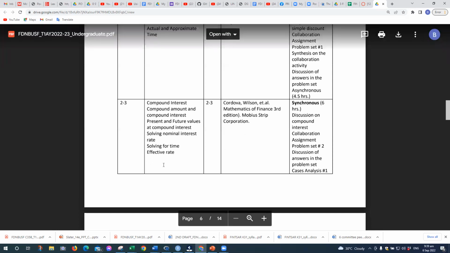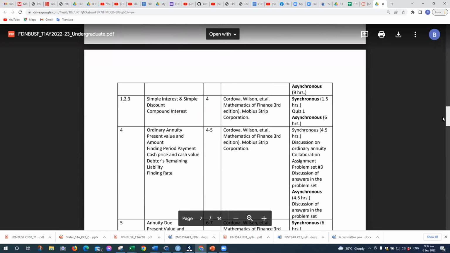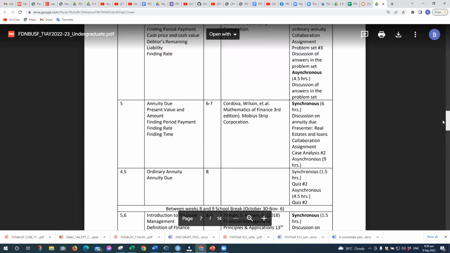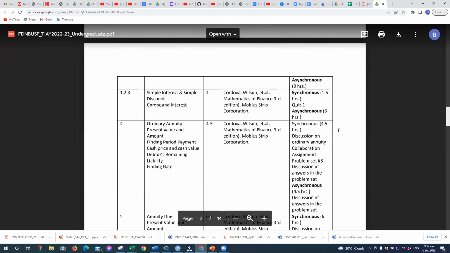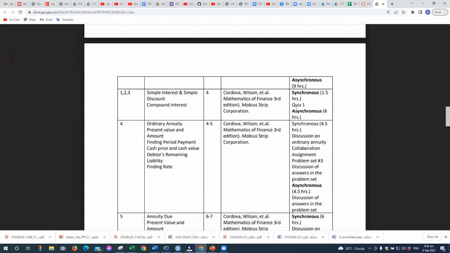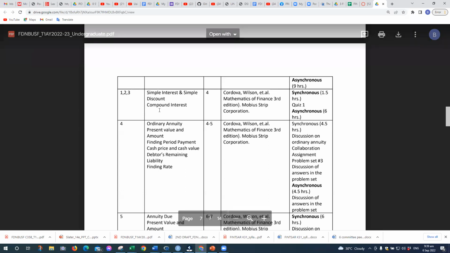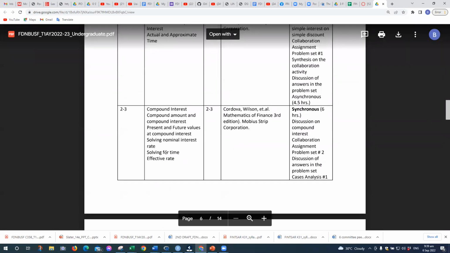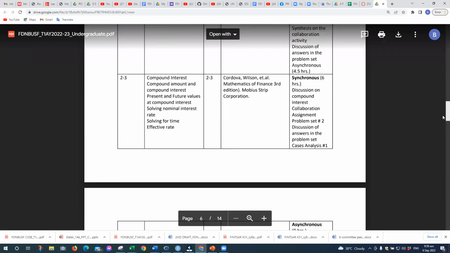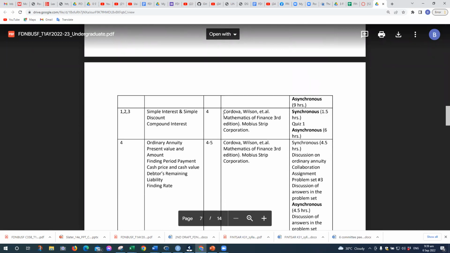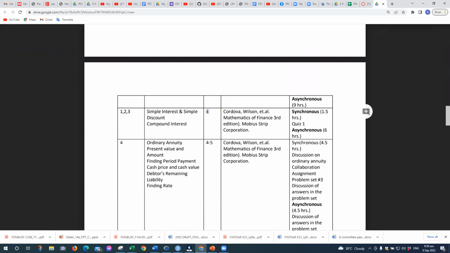And then also we're going to look at how to solve for effective rates. Okay, and then after those topics, we're going to have our first quiz. So it's here, quiz number 1. So simple interest, simple discount, compound interest, and also the other topics here, the present value, future value, how to solve for time, how to solve for effective rates, all the topics covered beforehand. So that might be estimated, that will be on the 4th week. Estimated natin, it will be on the 4th week.